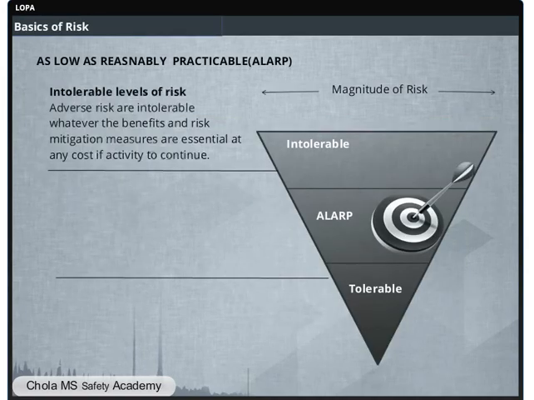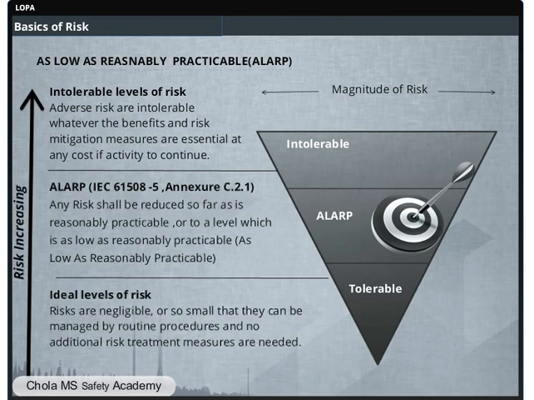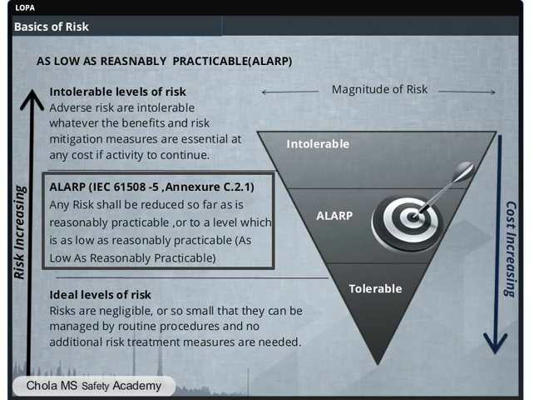ALARP. It is expected that any risk should be reduced to so far as is reasonably practicable.